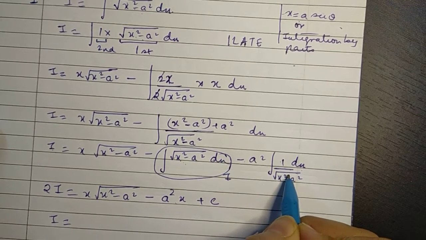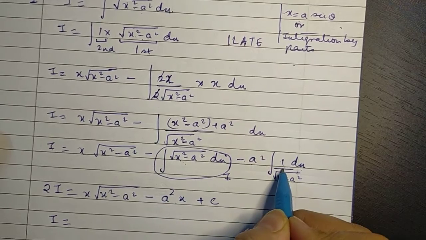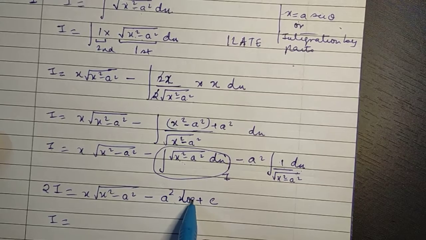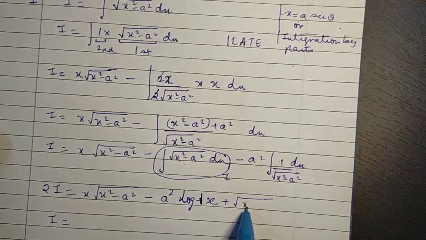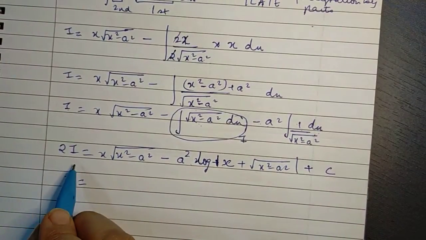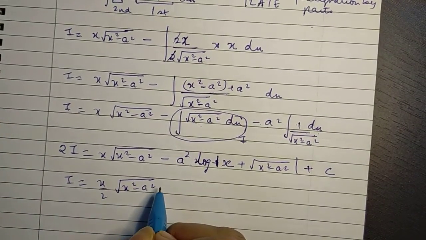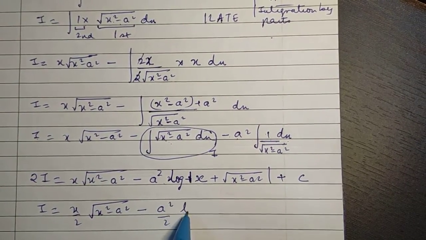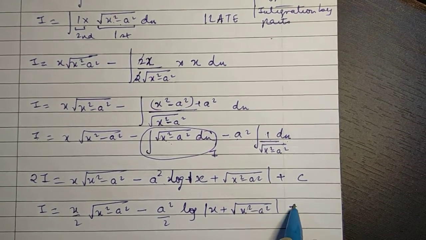This is again a standard form which we have done earlier, and so what we get is a squared, and the integral of 1 upon under root of this is log of modulus of x plus under root of x squared minus a squared plus a constant. And now I comes out to be x upon 2 square root of x squared minus a squared minus a squared by 2 log of modulus of x plus under root of x squared minus a squared plus a constant.